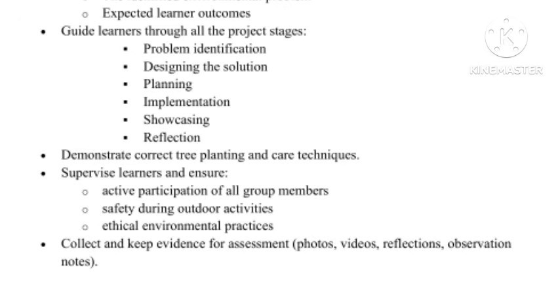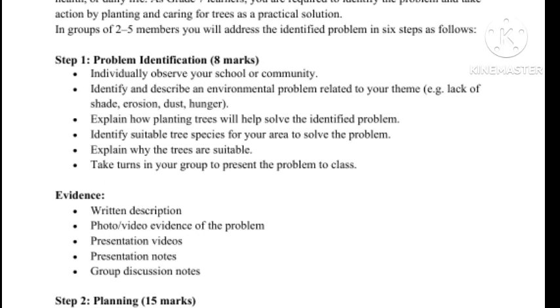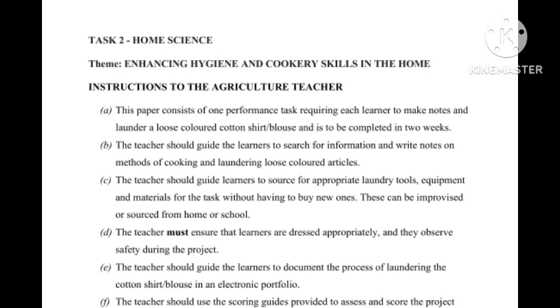The 2026 Grade 7 project consists of two compulsory tasks. Task 1, Agriculture Projects, and Task 2, Home Science Projects. The Agriculture Project will run for 5 months while the Home Science Project should be completed within 2 weeks. The project is designed to help learners learn by doing, to protect the environment, to develop hygiene skills, to practice teamwork, to improve responsibility and solve real-life problems. Now let us begin with the agriculture section.